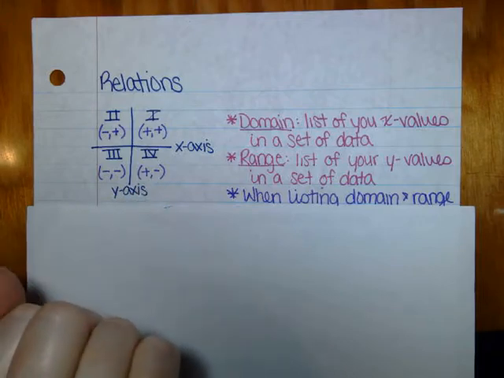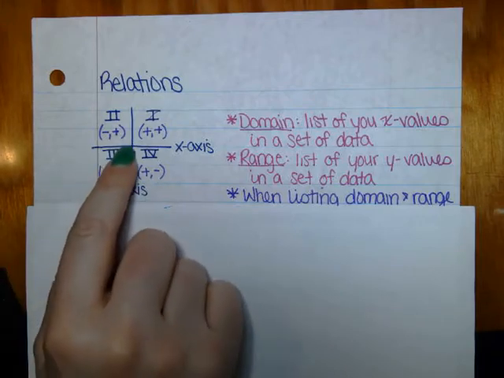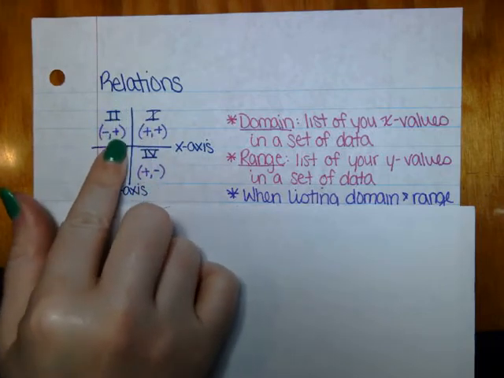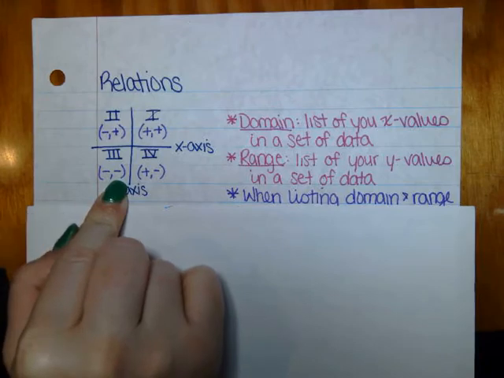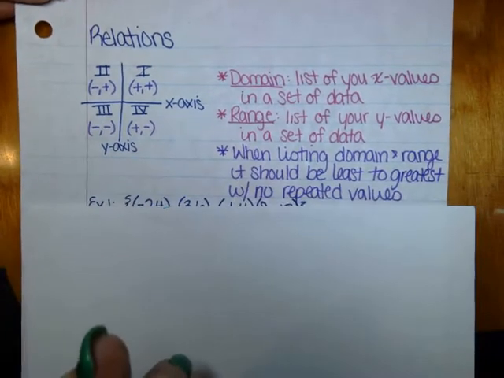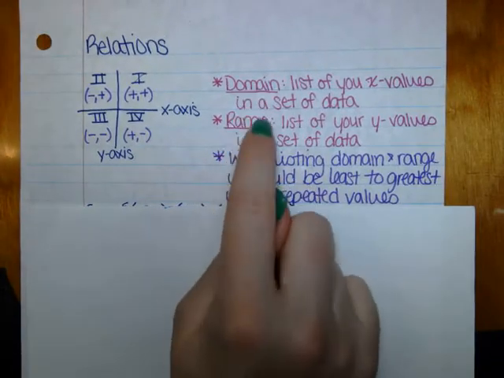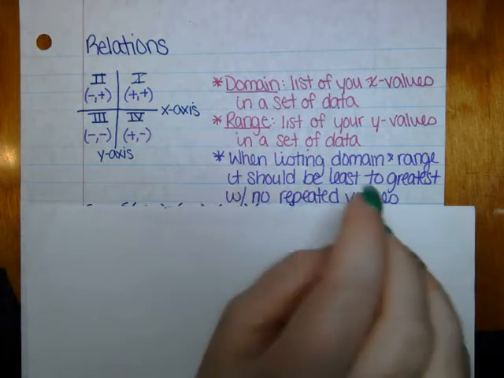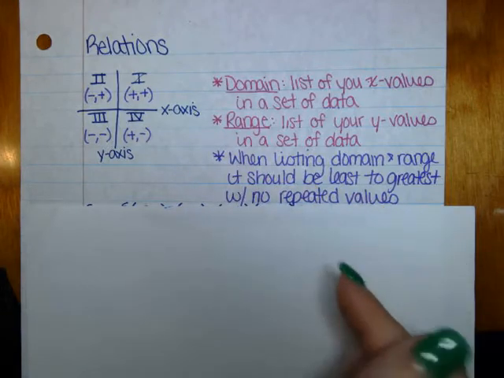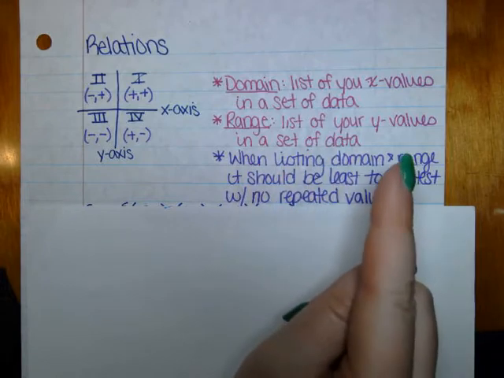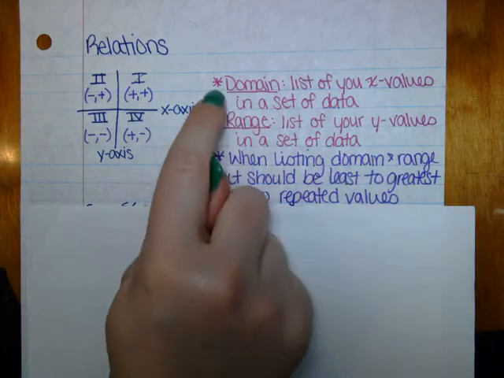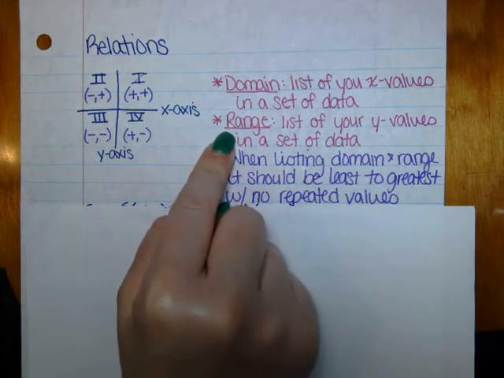and a negative y. Also remember that your x-axis is the horizontal line, and that your y-axis is the vertical line. For this lesson, the new pieces of information are domain and range. Domain is the list of all of the x values in a set of data, and the range is a list of all of your y values in the set of data. Again, x comes before y in the alphabet, D comes before R. That's how I remember it.